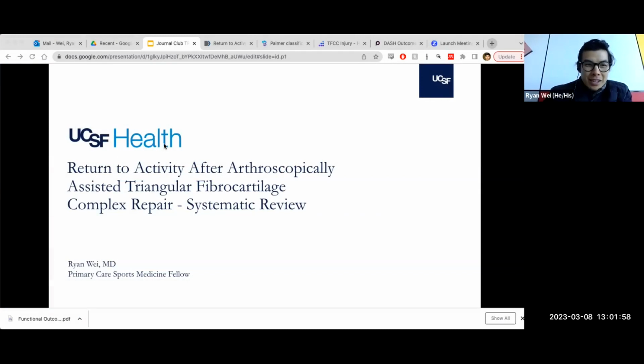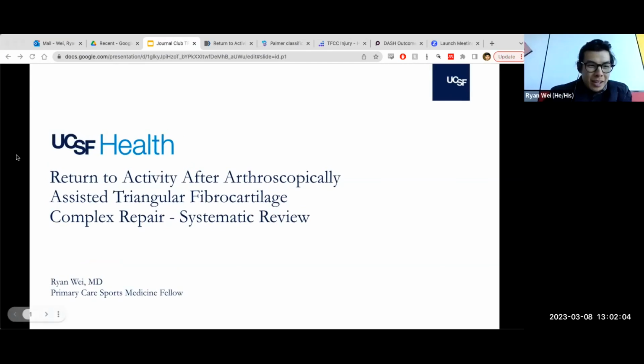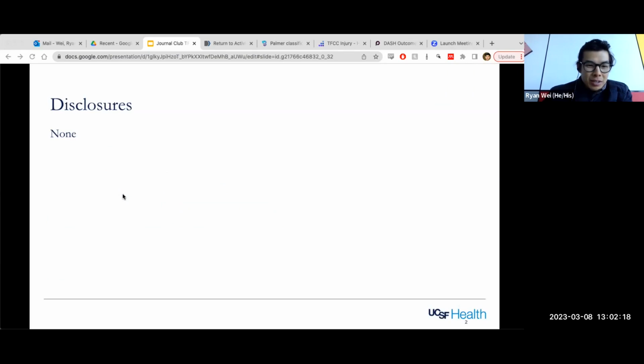Okay. Do you see the first slide here? Yep. Okay. So the article I have is the return to activity after arthroscopically assisted triangular fibrocartilage complex repair. This is a systematic review from 2022 from the Clinical Journal of Sports Medicine. And I don't have any disclosures.